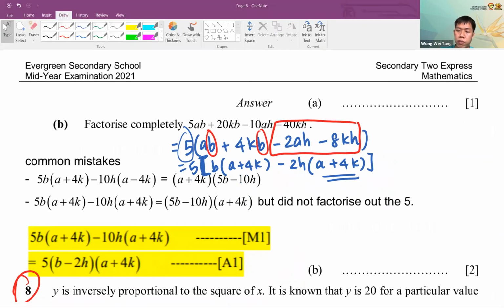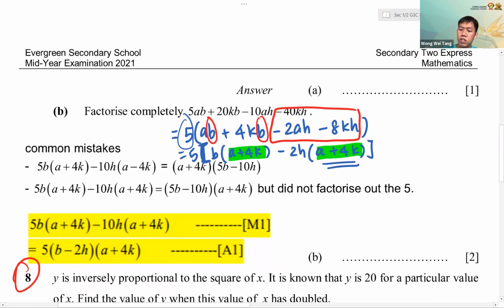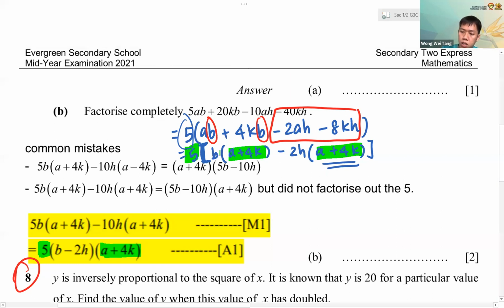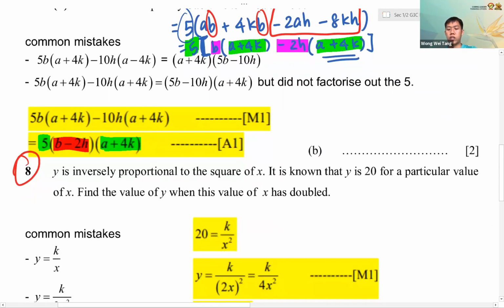Therefore, we end up with 2 common factors again, a plus 4k and a plus 4k. So in summary, now we have the 5 already, we have the a plus 4k, and what is left will be b minus 2h. Okay, any questions at this point? If not, move on to question 8.